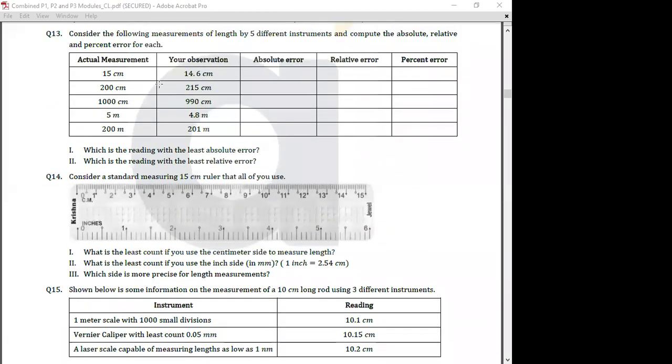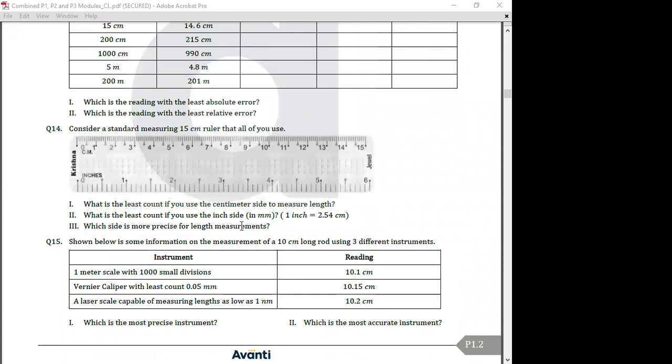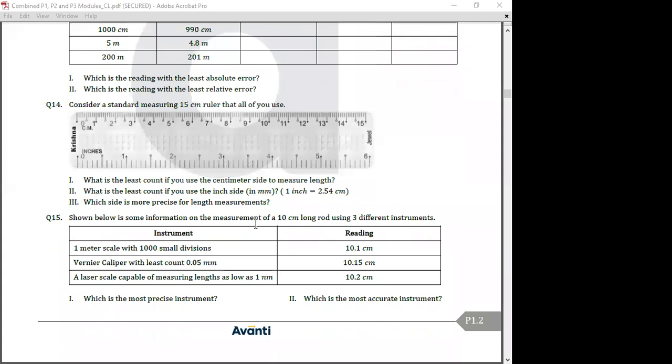Because this is something we have done: actual and observed values. You can find the absolute error, which is the difference, and then the relative error. When you talk about absolute error, it may be positive or negative, depending on whether you are measuring more or less. Okay. Now 14, 15. Tell me, 14, 15.